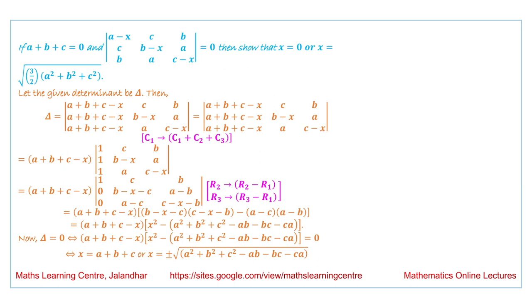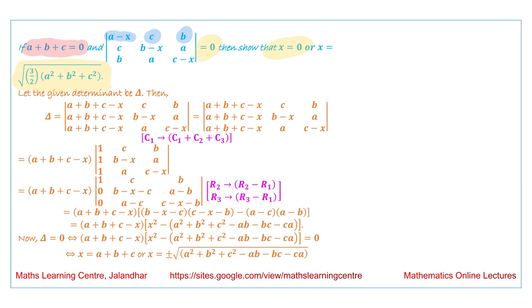Now in this next question, it is given that a, b, c is equal to 0 and the value of this determinant is also given to be 0. We have to show that either x is equal to 0 or x is equal to this value. So to prove this, we are going to solve this determinant. If we look at the terms over here, it is a minus x, this is c, this is b.